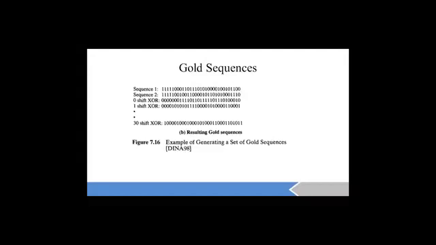In general, the period of any code in a gold set generated by 2 n-bit shift registers is N equal to 2 raised to power n minus 1, which is the same as the period of M sequences. There is a total of n plus 2 codes in any family of gold codes.